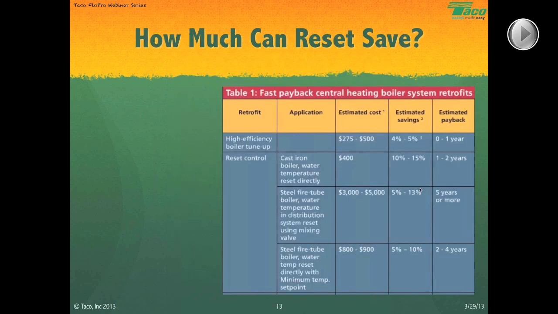The question is, how much can outdoor reset save? Well, this chart comes from a study conducted by the American Center for Energy and Environment, located in St. Paul, Minnesota. They did a study on different things that you can do to boilers to enhance their efficiency. And they studied these things and asked, how much could it save?